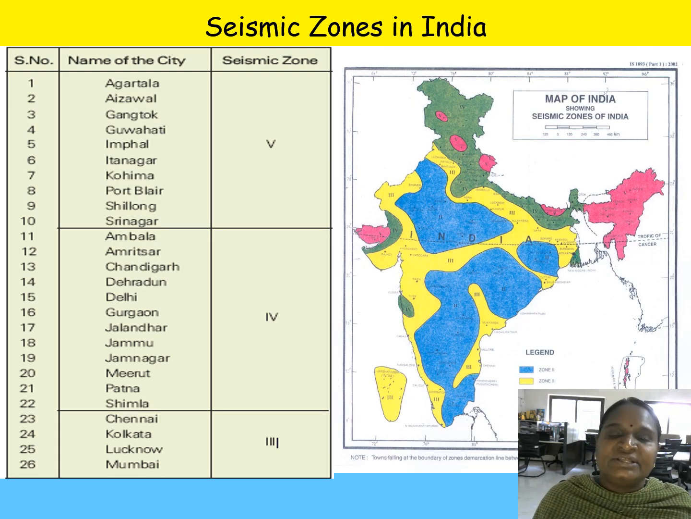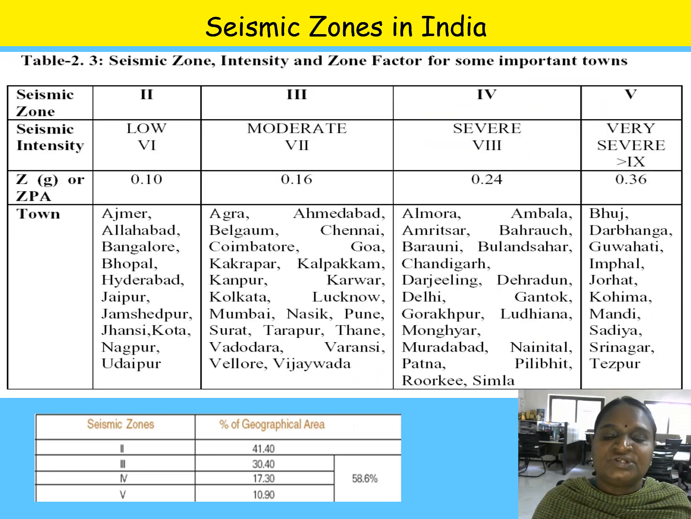And here you can see some seismic zones in India. We have seismic zones 2, 3, 4, 5, and seismic zone 5 includes Agartala, Aizawl, Gangtok, Guwahati, Imphal, all this northeast and the areas above it. For seismic zone 4, some of the cities are Delhi, Gurgaon, Patna, Shimla and so on, and Chennai, Kolkata, Lucknow, Mumbai and others fall under the category of seismic zone 3. So this is the seismic zones map in India.